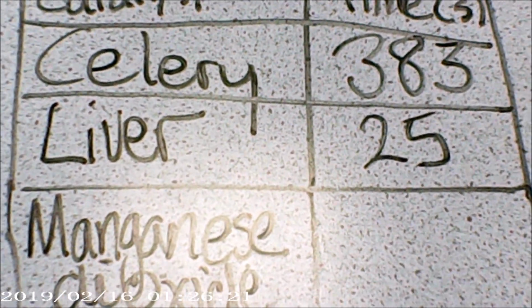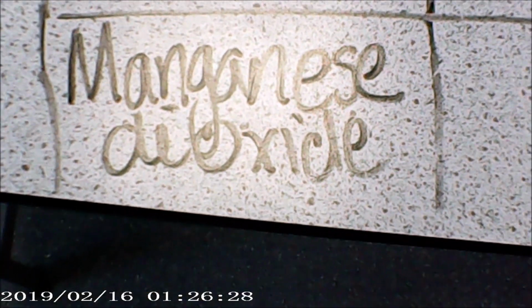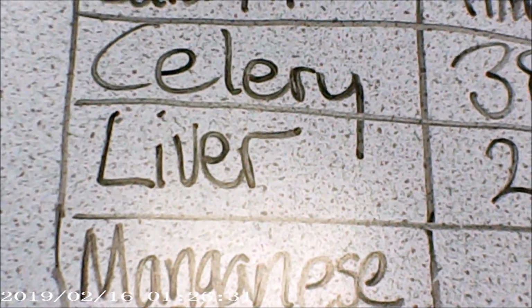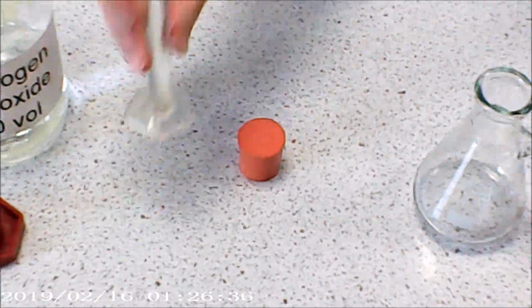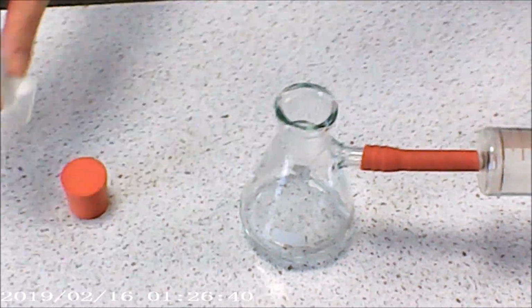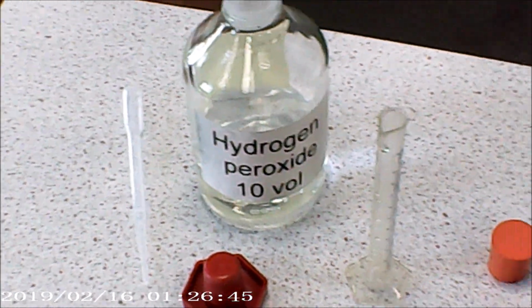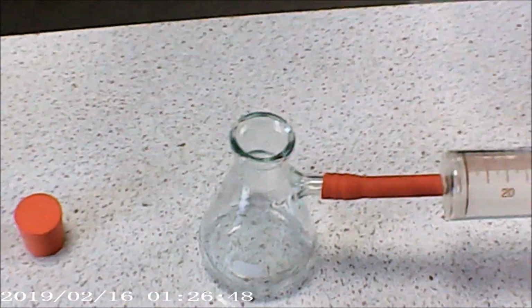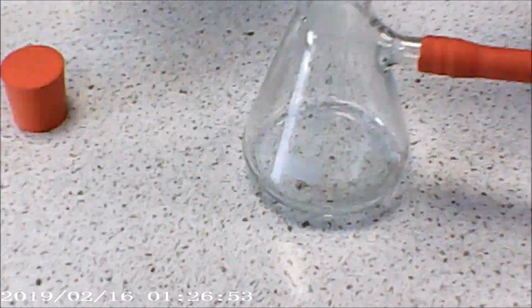Okay, so as you can see, we put in the liver result for 25 seconds, and we're now going to do manganese dioxide. So this one is not containing enzymes like the other two. So let's see how that goes. So Miss Donaldson is putting in the 10 millilitres of hydrogen peroxide. So we controlled the volume, we controlled the concentration, but I'm sure you probably realise we have not controlled the mass of catalyst that we're adding each time. So let's get ready to see this.